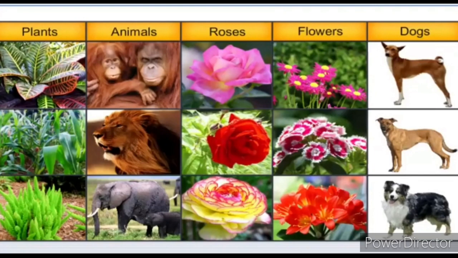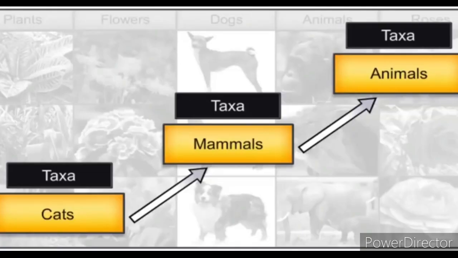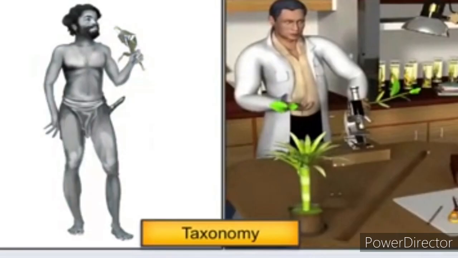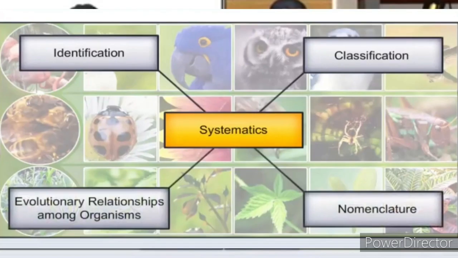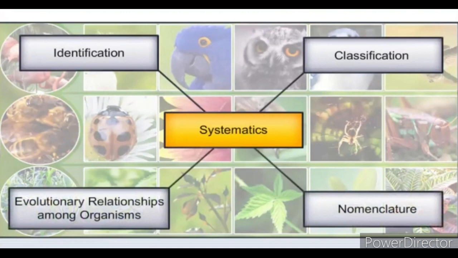First we group organisms based on their characteristics. All living organisms can be classified into different groups or taxa. This process of classification is called taxonomy. What is taxonomy? Taxonomy is a branch of biology that deals with the study of identification, classification and naming of organisms.